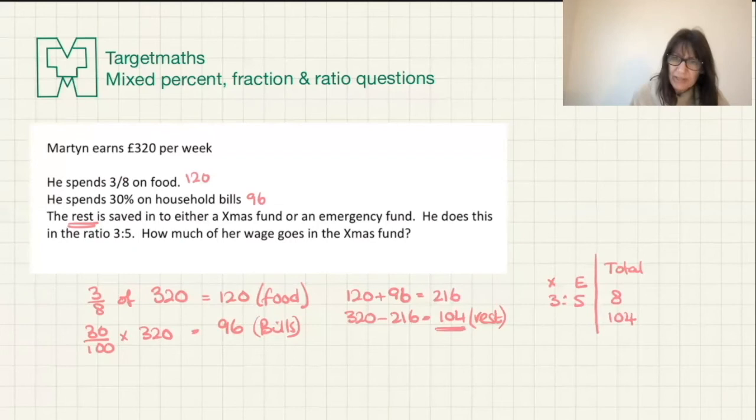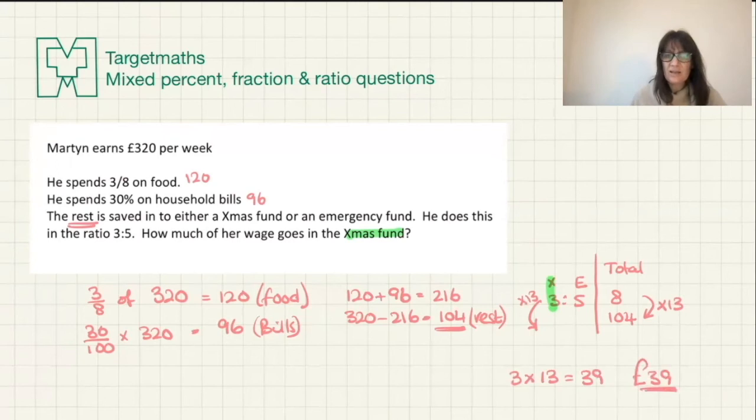104 is in the question. How do I get from 8 to 104? I times by 13. Do the same this side. Now, I'm actually only interested in the Christmas fund. So I'm only interested in that column. So to finish this off, I'm going to be doing 3 times 13, which is 39. So he saves £39 in the Christmas fund out of his wages.